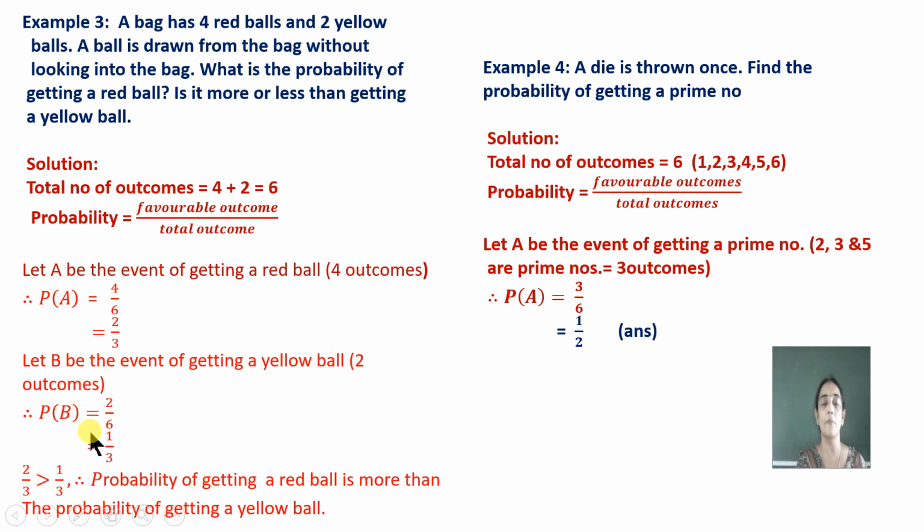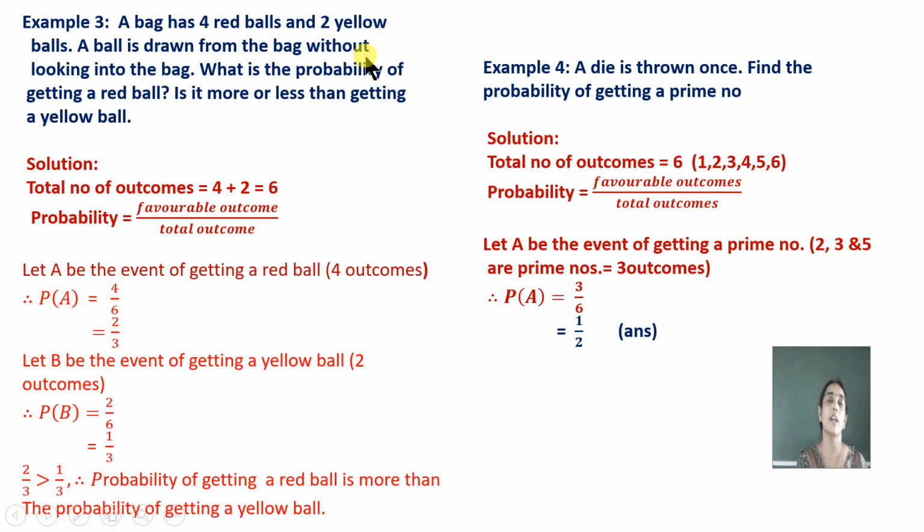Therefore P of B is equal to favorable outcome, which is 2, upon total outcome, which is 6. So that is equal to 1 upon 3. Now 2 upon 3 is greater than 1 upon 3. Therefore, the probability of getting a red ball is more than the probability of getting a yellow ball.